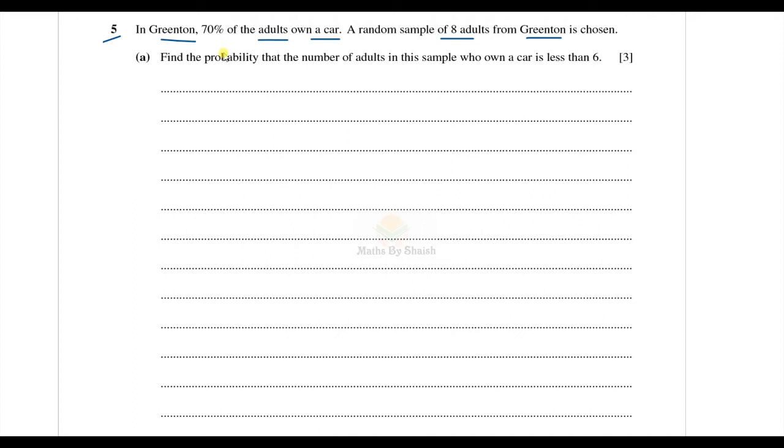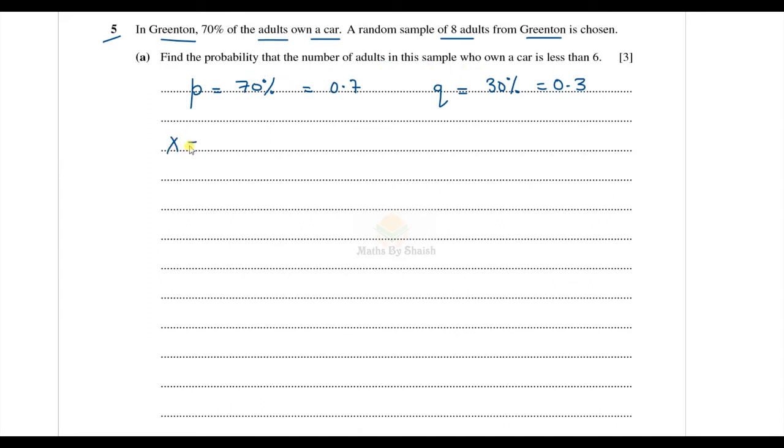Either any adult will own a car or not, so it is a binomial, and here the probability of owning a car is 70%, or you can say 0.7, and so not owning, that is q, will be 30%, and that is 0.3. Hence we are going to find the probability.